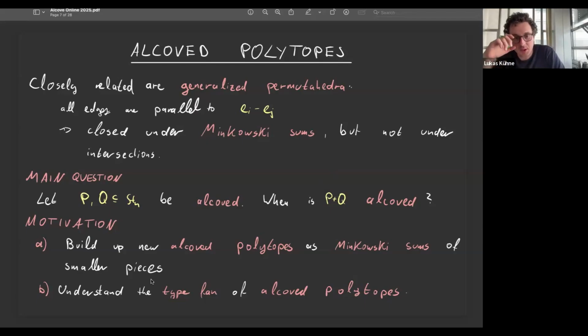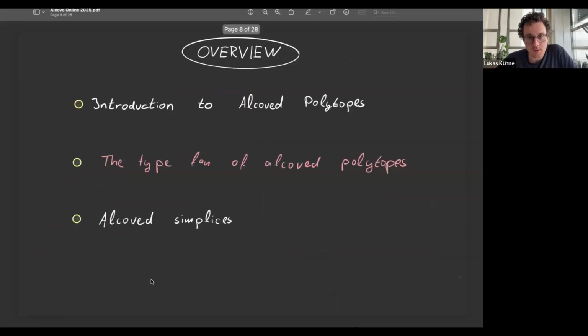The second motivation I would like to mention is that this is closely related to the type fan of alcoved polytopes. That's what I'd like to define and explain this connection in more detail. So that brings me to the second part: I'd like to discuss the type fan of alcoved polytopes.